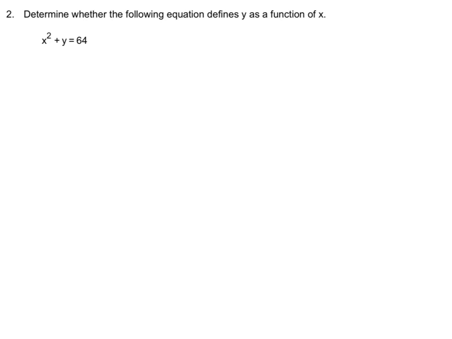Determine whether the following equation defines y as a function of x. To do this, we're going to solve the equation for y. So I'll move over an x squared on both sides, and we have y equals 64 minus x squared.